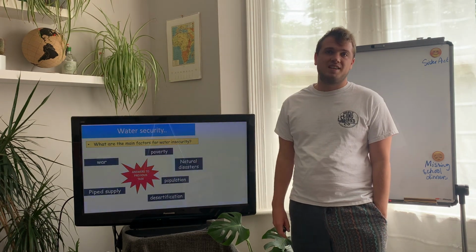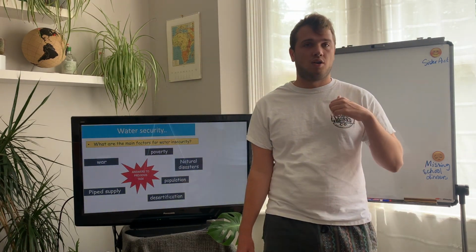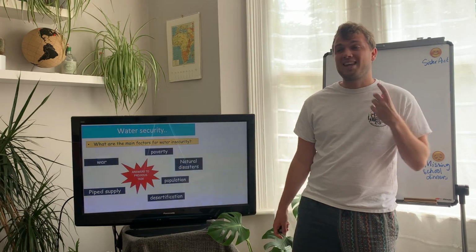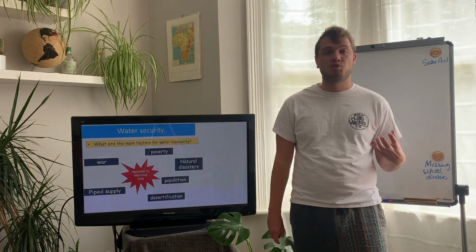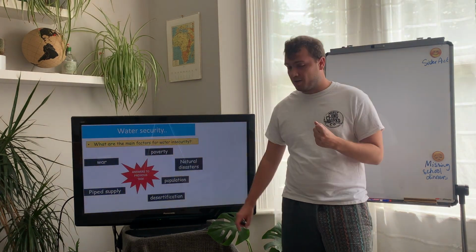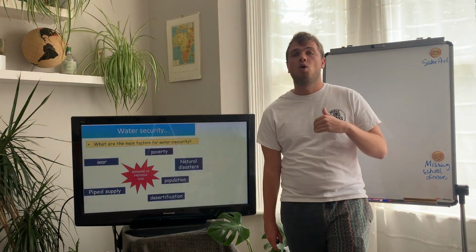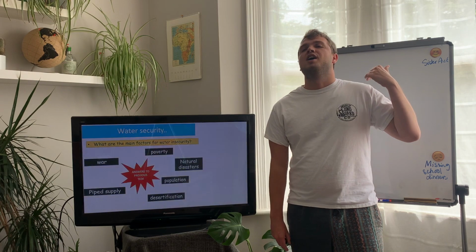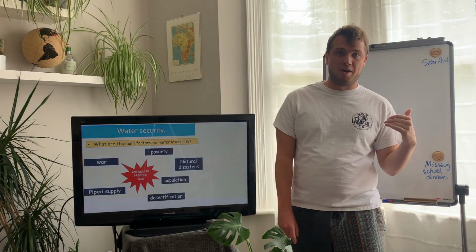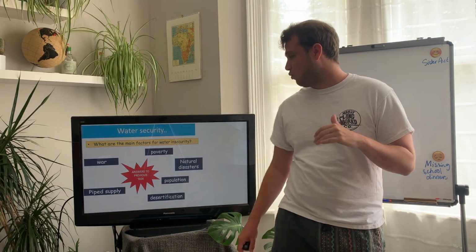Natural disasters is another big impact because obviously if you've got lots of floods and tropical storms, again, that's going to contaminate any clean fresh water supplies there are. Populations, so as populations start to increase, you're going to have more water demand than there might be supply because there's more people who need access to that water.